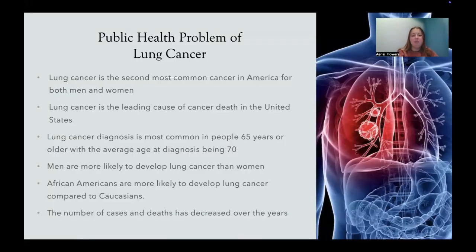So, what is the public health problem with lung cancer? It is the second most common cancer for both men and women, and the leading cause of death. The average age at diagnosis is 70 years old. Men are more likely to develop lung cancer than women, and African Americans are more likely to develop this cancer compared to Caucasians.